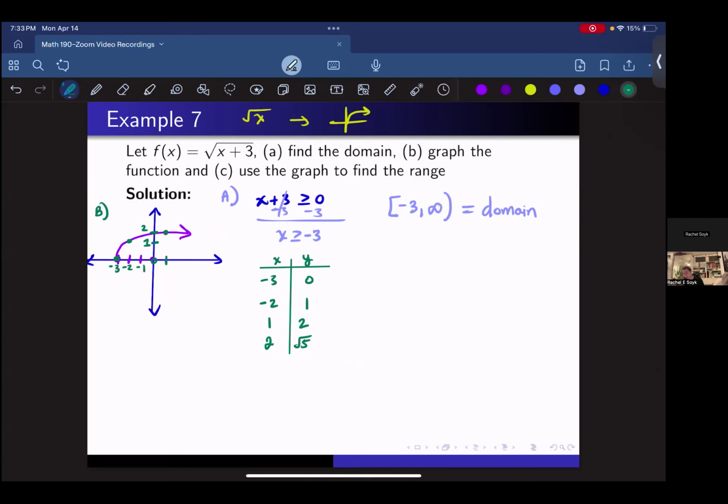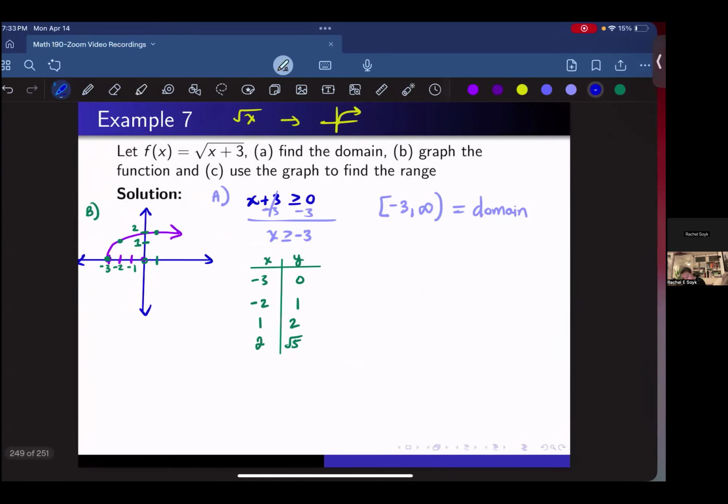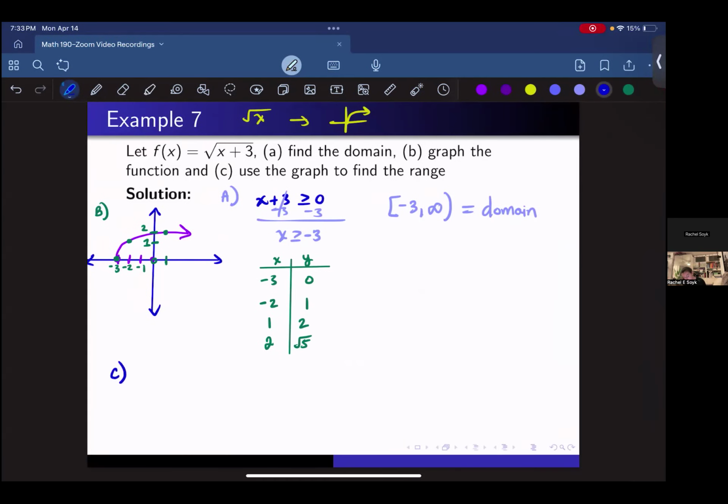Now finally, let's analyze what our range is, all of our possible y values based off of the graph. We know it'll never go below. So our range is simply 0, and then it shoots up to infinity. And then you're done.